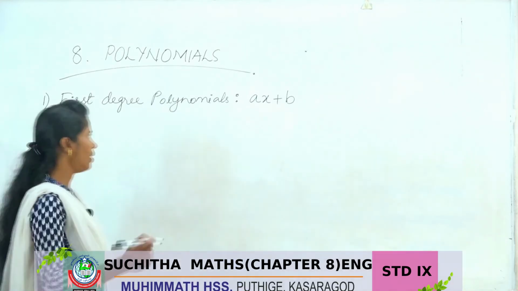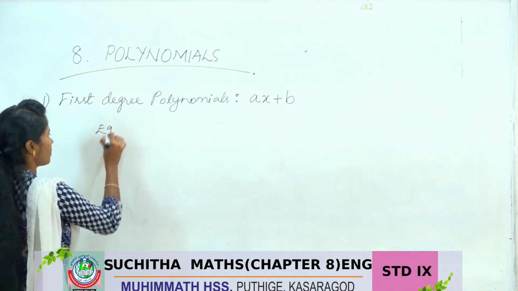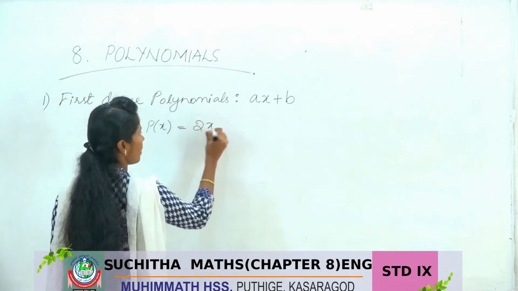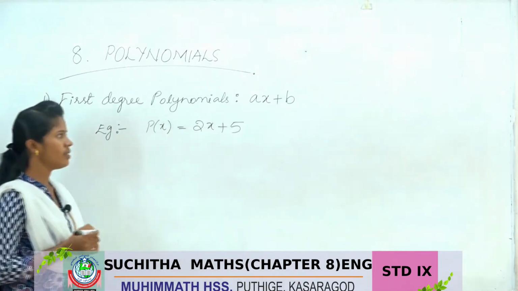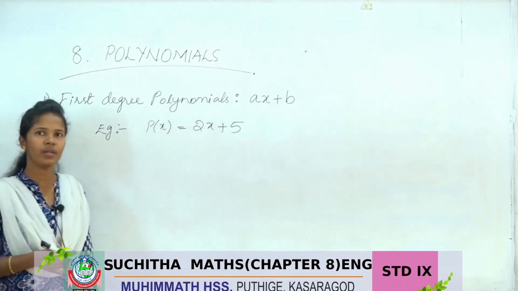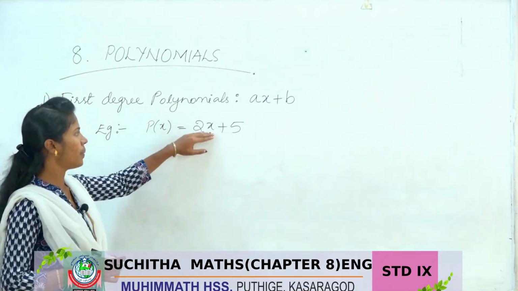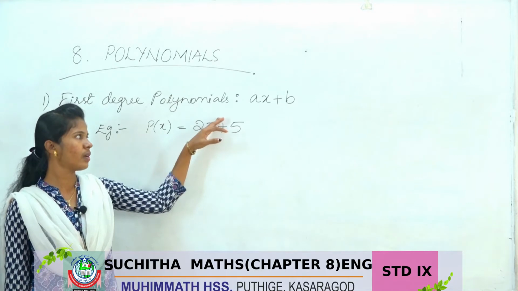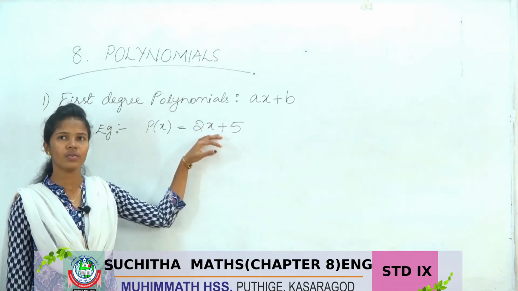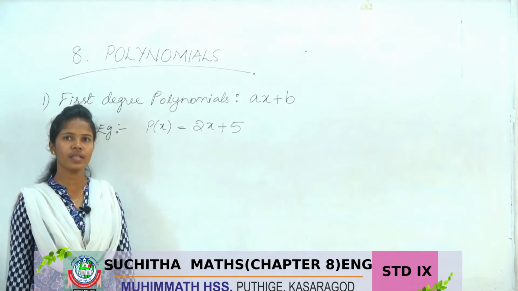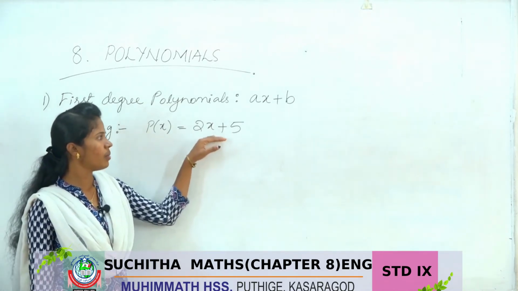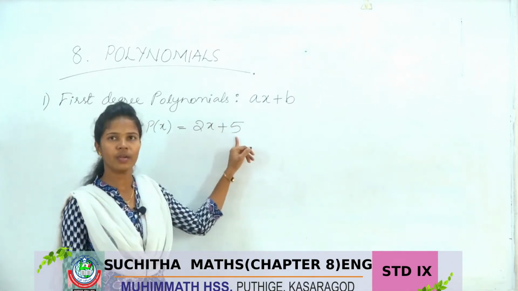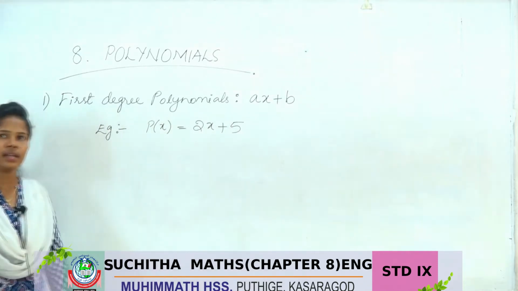For example, p of x equal to 2x plus 5. It is an example of a first degree polynomial. That is, here the power of x is 1. That means the degree is 1. So such polynomials are called first degree polynomials, and this polynomial is in the form ax plus b. Here a is 2, b is 5. Okay. Then the second one is second degree polynomial.